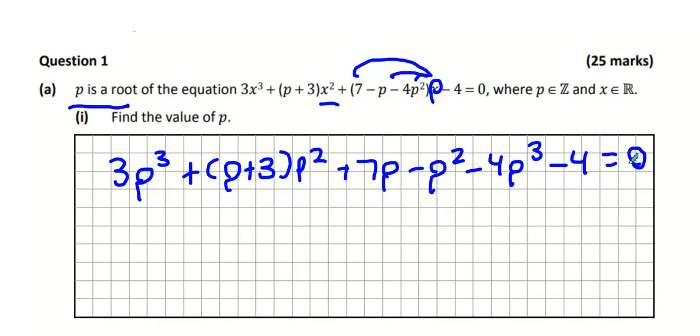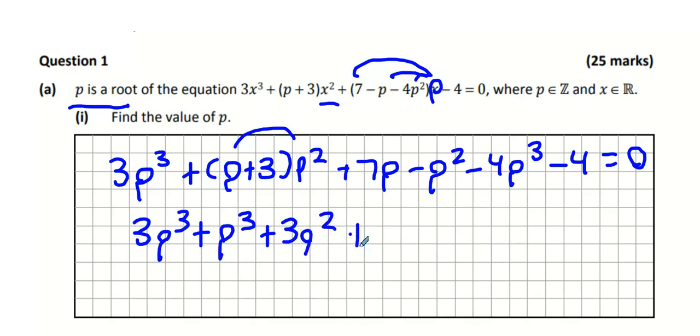Does everybody understand what I did? Replace all x's with p's and multiply it out. Now, all right, guys. P cubed, is that right? So what do we get here, guys? 3p squared plus p cubed plus 3p squared, plus 7p minus p squared minus 4p cubed minus 4 equals 0. Okay, anything cancels here?